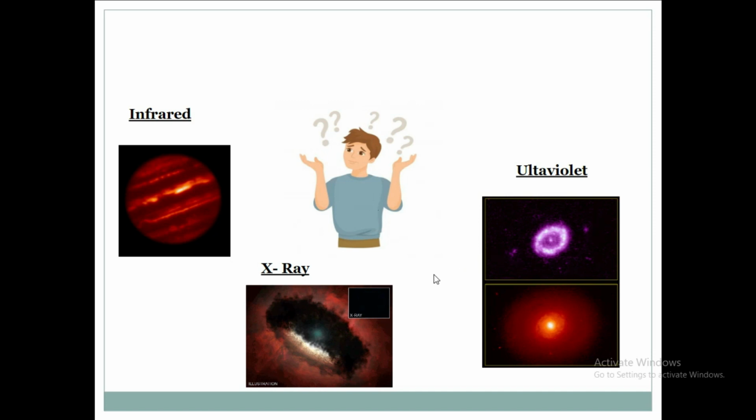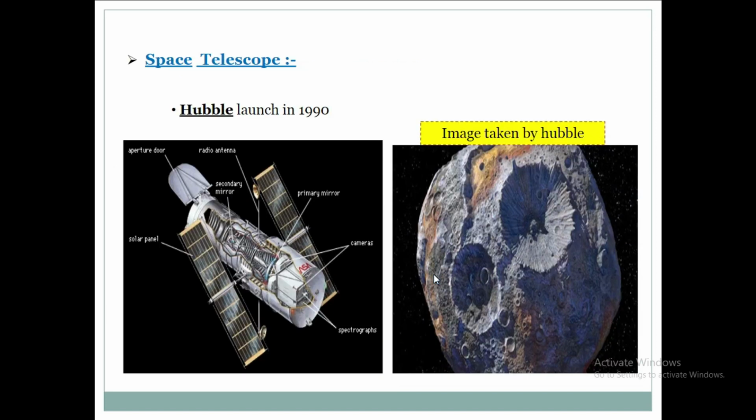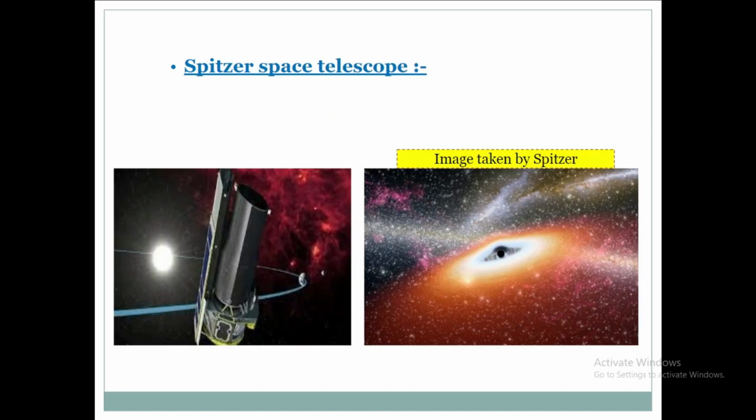So of these two space telescopes, Hubble is not able to take infrared images, but Spitzer is able to take infrared images. And now we are sending telescopes into space that are able to take images in infrared, X-ray and ultraviolet also. So these are some telescopes we looked at.